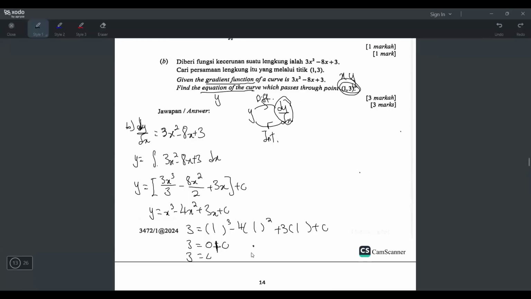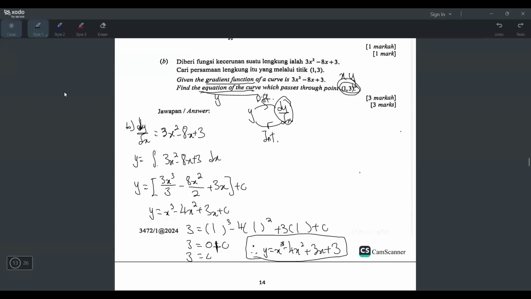Therefore, the final answer is, I will just rewrite this whole thing. y equals x power 3 minus 4x squared plus 3x plus 3. So this is the answer. They want to find equation of curve, right? Yeah, this is the equation of curve. And what happens if you do dy dx? What happens if you differentiate? You will get back this. Believe me, you can try yourself. If you differentiate this, mesti you dapat balik one. So that's how you know you do it correctly.